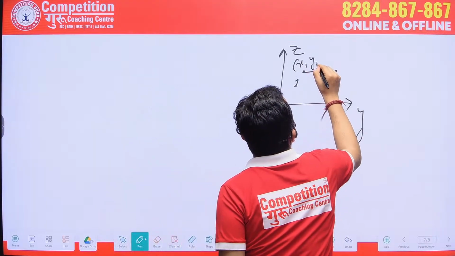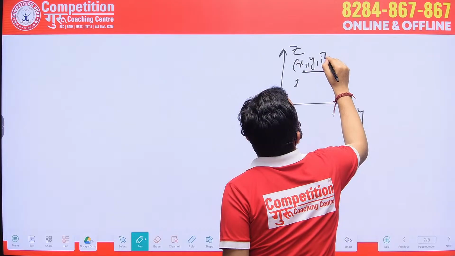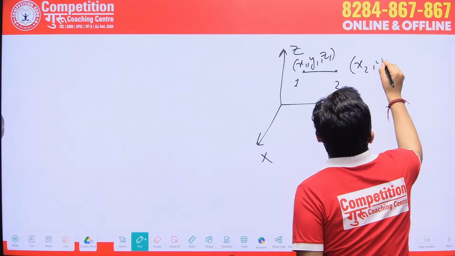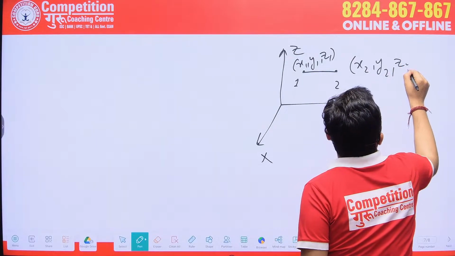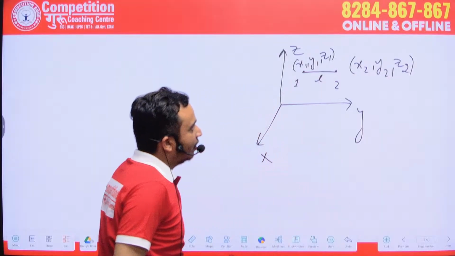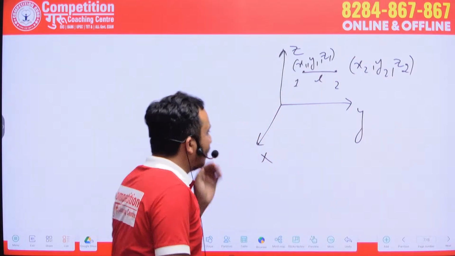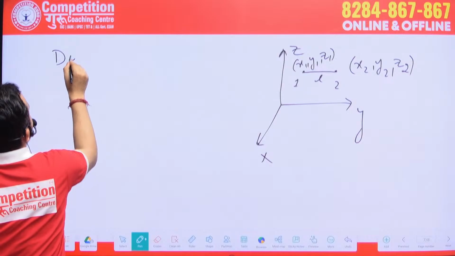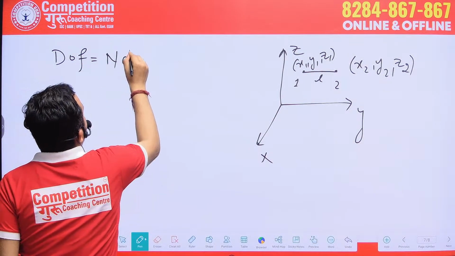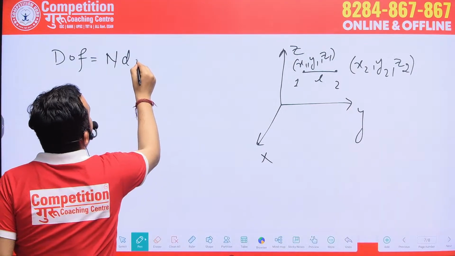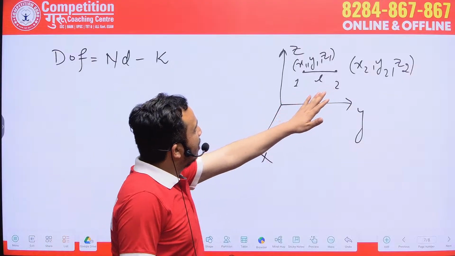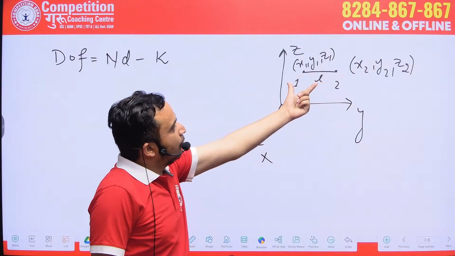x1, y1, and z1. Here is x2, y2, and z2. And the distance between these 2 particles is L. So to find out the degree of freedom, we know that degree of freedom is equal to number of particles times dimension, minus k, that is the number of constraint equations. So we have to find the constraint equation between these 2 points.